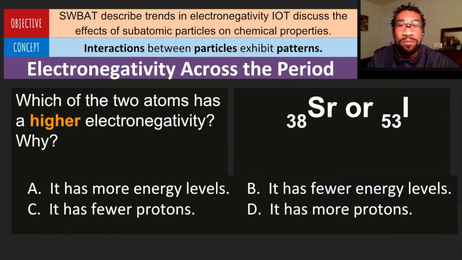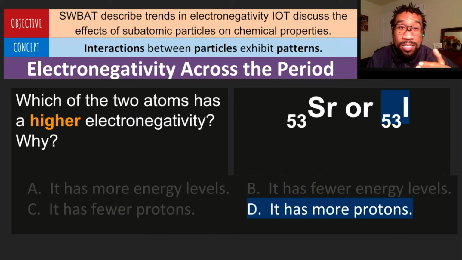Which of the two atoms has a higher electronegativity? Is it going to be strontium with an atomic number of 38 or iodine with an atomic number of 53? Which one would you choose? I would choose iodine with an atomic number of 53. And the reason being, well, do you know the reason before I say anything?